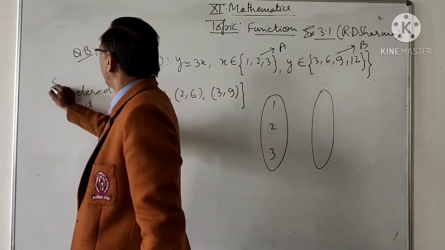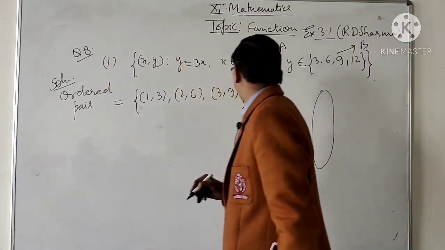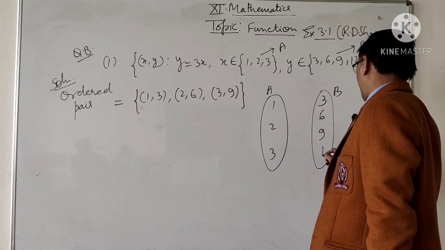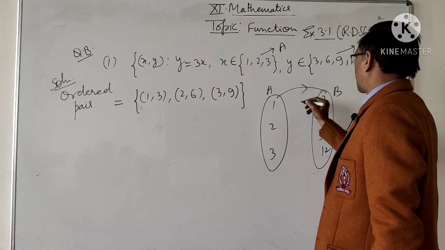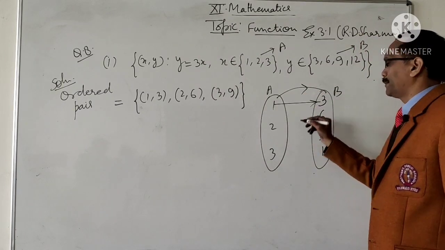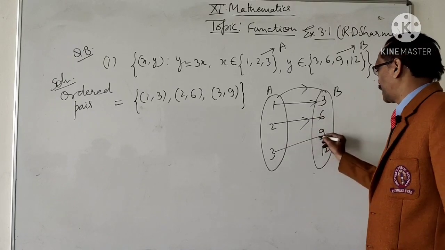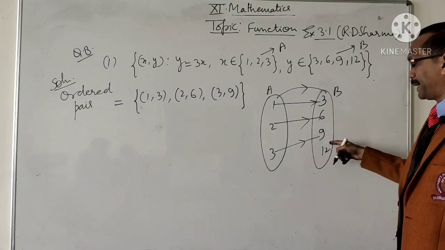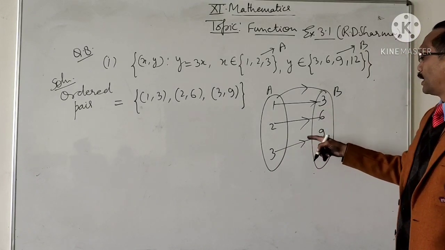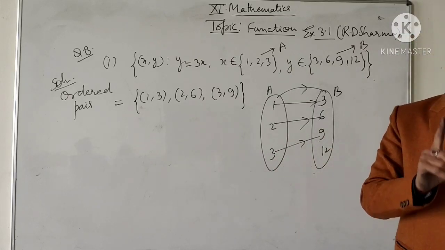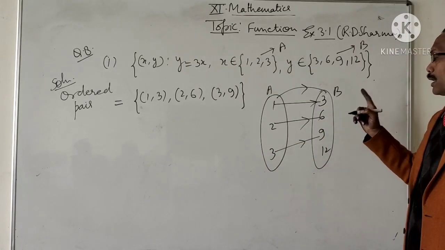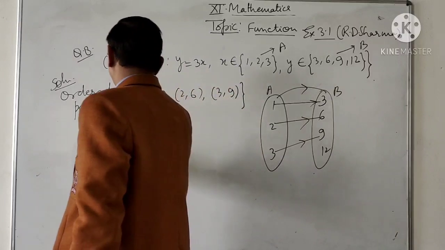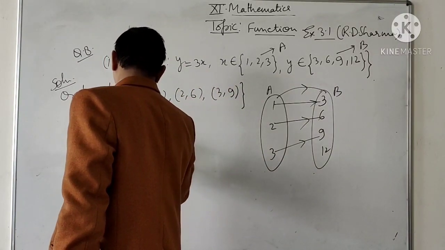then here is the solution. Here elements 3, 6, 9, 12. Now let us check. Image of 1 is 3, image of 2 is 6, image of 3 is 9. Here all elements of the set A have their own unique image. All elements of the set A have a unique image in the set B. So the condition of function is valid here and we can say this set of ordered pairs is a function. So yes, it is a function.